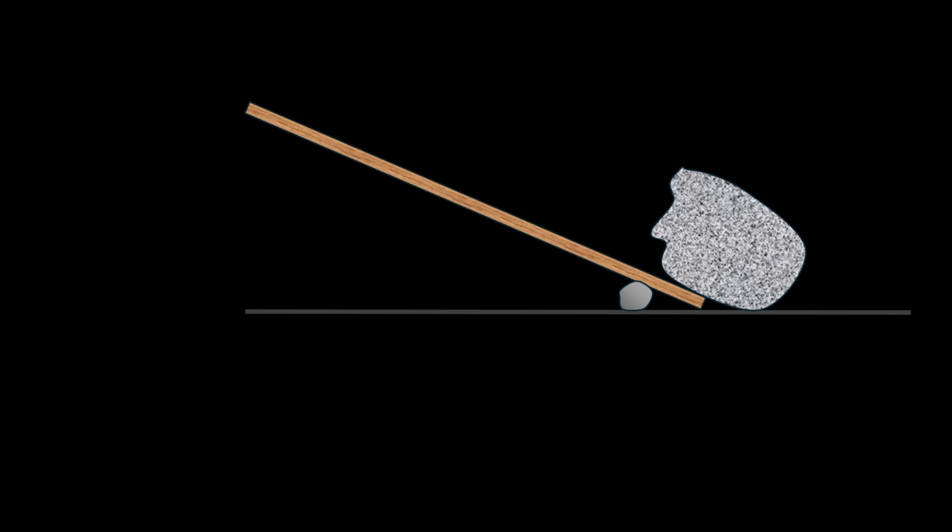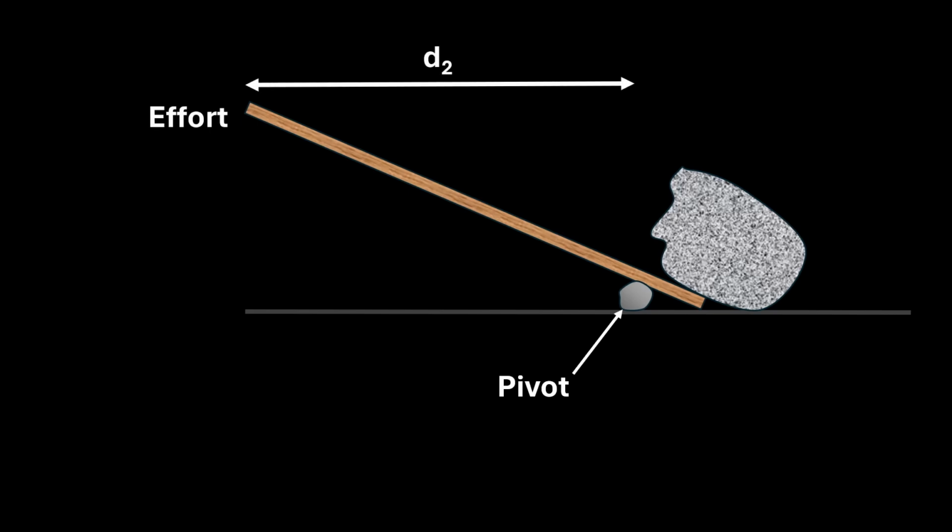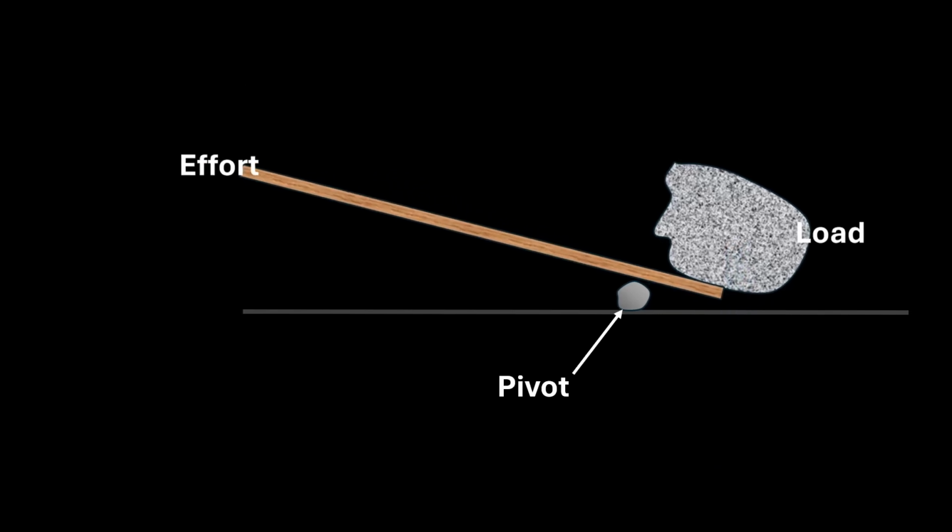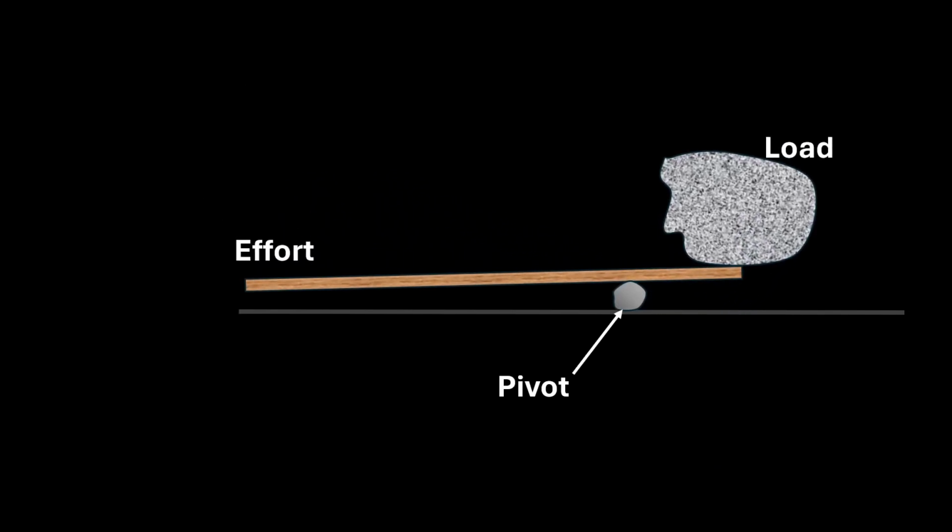So the point in the middle acts as a pivot and the two sides have different lengths. The effort arm has a length of D2, which is longer than the load arm D1, which is shorter. Now because of this, a small movement on the longer side produces a greater force on the shorter side. So because of this, it is able to pull the heavy stone.